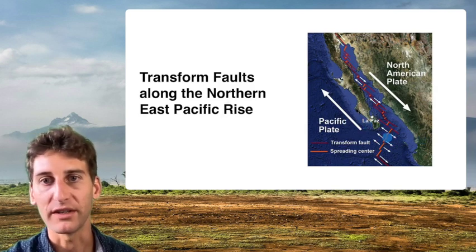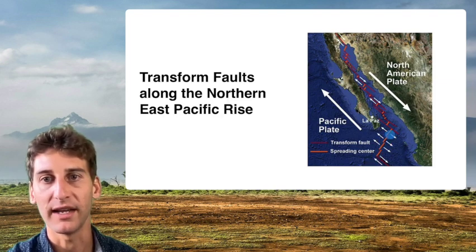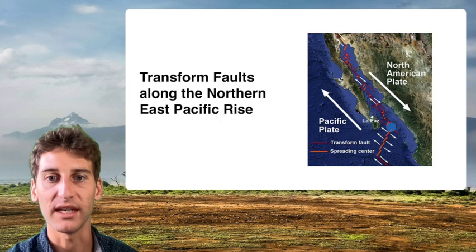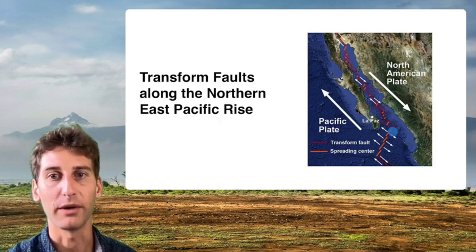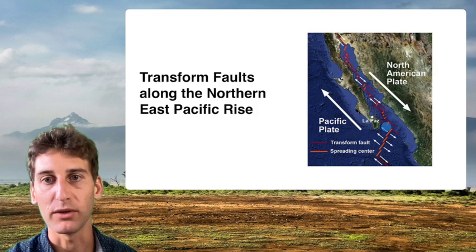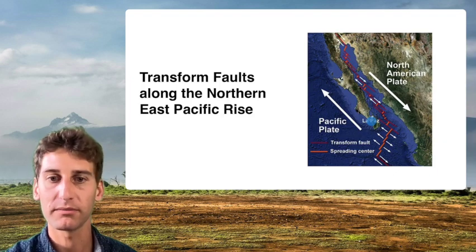But there's this offset here. It's not a straight line of spreading centers. There are segments where there's continual spreading, and then there are these transform faults here. So the transform fault emerges because there are two pieces of crust that are going in opposite directions. For instance, if you look at this spreading center here, this part of the crust is being pushed this way, and this part of the crust is being pushed this way. Because you have things sliding past each other, a transform fault emerges, and earthquakes can be generated there.